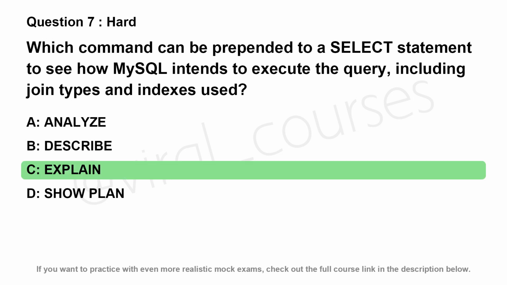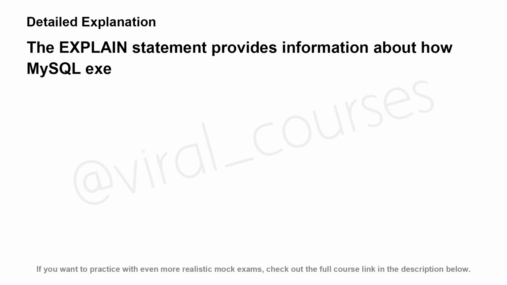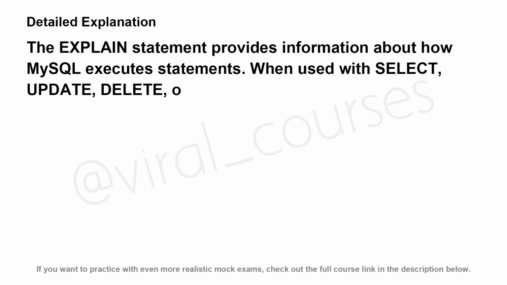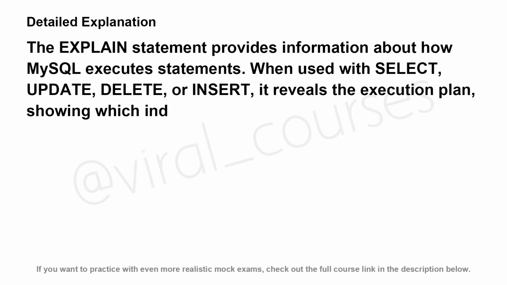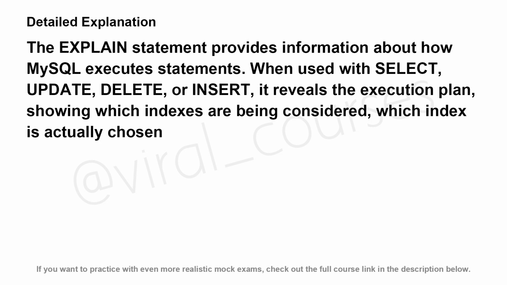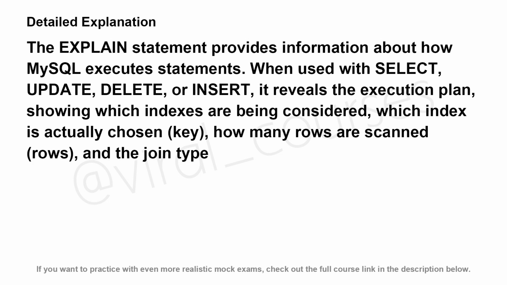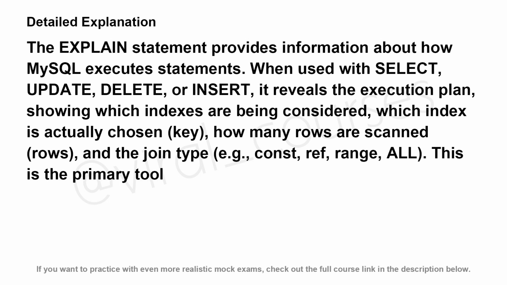The correct answer is C. The EXPLAIN statement provides information about how MySQL executes statements. When used with SELECT, UPDATE, DELETE, or INSERT, it reveals the execution plan, showing which indexes are being considered, which index is actually chosen (key), how many rows are scanned (rows), and the join type, e.g., const, ref, range, ALL. This is the primary tool for query optimization.